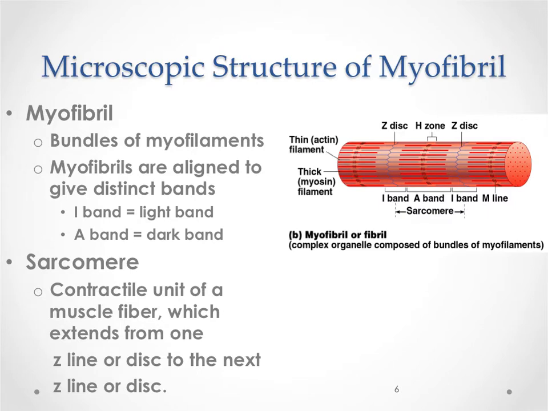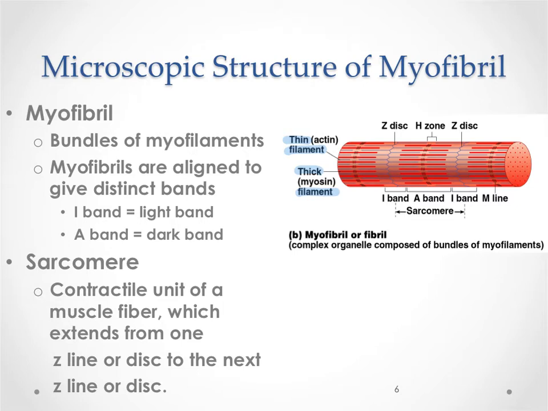The myofibril is made up of myofilaments, and these filaments come in thin filaments, which are made of the protein actin, and thick filaments, which are made of the protein myosin. These two filaments are going to work together to perform a muscle contraction. These are lined up in a way so that sometimes they overlap.